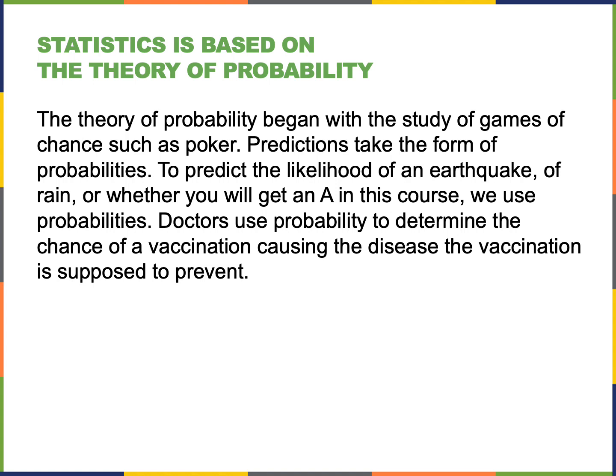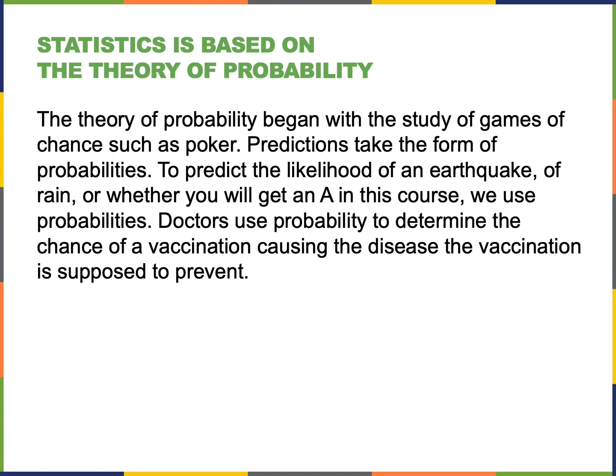So what else is interesting? Let's say we want to predict the likelihood of an earthquake or rain or whether we'll get an A in this class. We use probability. Doctors use probability to determine the chance of a vaccine actually causing the disease versus preventing it.